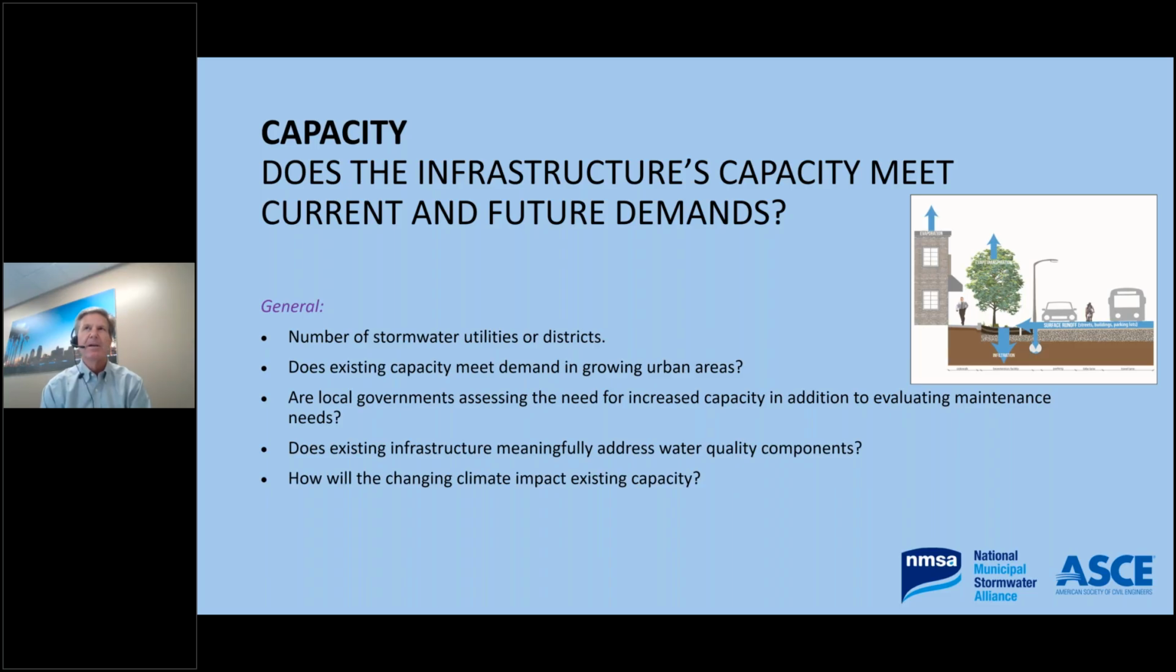We can't keep changing our hydrology standards or increasing our level of protection, but what we can do is make infrastructure more resilient, so the downtime and the damage from these extreme events are less. So go ahead and move to the next slide, Seth.